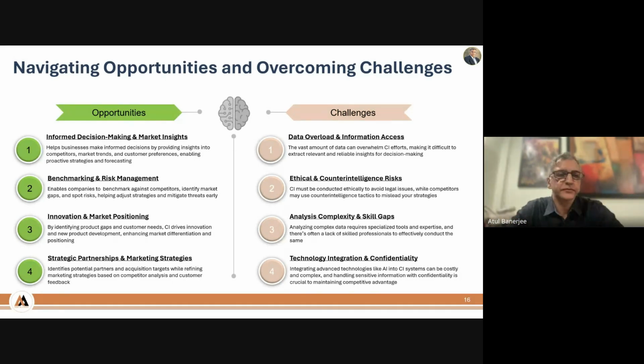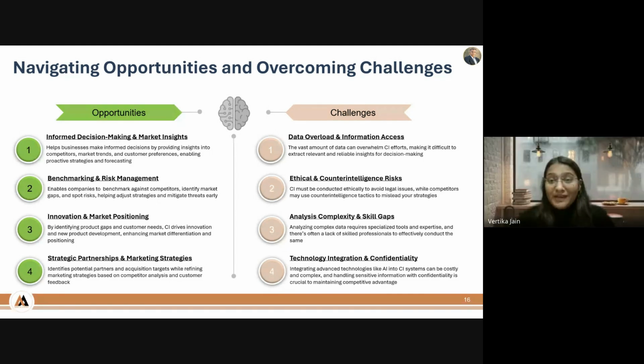Over to you. Okay, so we have a very inquisitive audience today. So, Atul, there's a question for you: how would you ensure the accuracy and reliability of the data? We've talked about data overload and information access. The data that we're collecting, how do we ensure that it's accurate, it's correct, it's reliable?